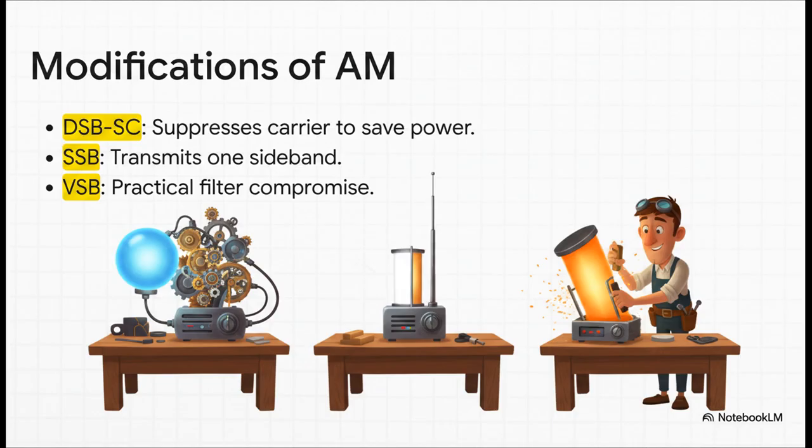It saves massive amounts of power, but the catch is the receiver suddenly becomes incredibly complex because it has to regenerate that carrier perfectly to demodulate the signal. Then they thought, if the second sideband is redundant, why not kill that too? That gives us single sideband, or SSB. It's incredibly efficient in power and bandwidth, and it's heavily used in point-to-point voice communication. Finally, vestigial sideband, or VSB, offers a practical compromise when perfect filtering is just too difficult to achieve.